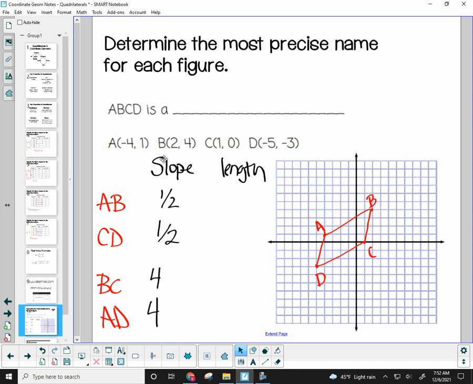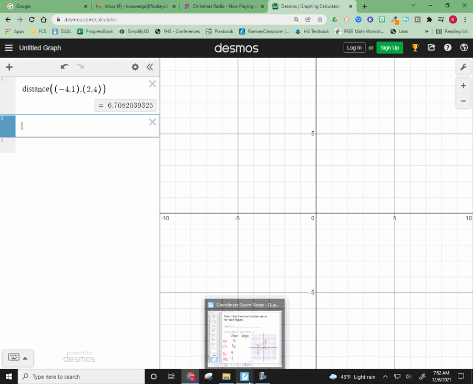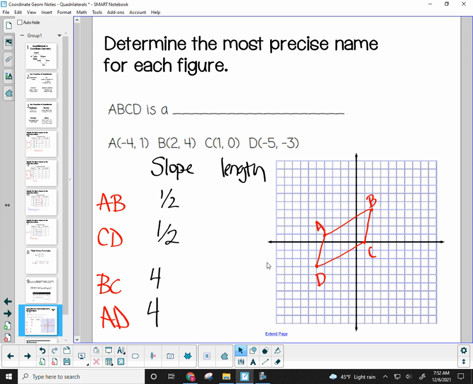All right, so side AB, got to turn on my light so I can see here. So once you have this typed in, you can just go in and edit your points. So I'm going to type in point A is -4, 1, and B was at 2, 4. Did you guys get 6.7? Are you okay with that? All right, so I had 6.7.